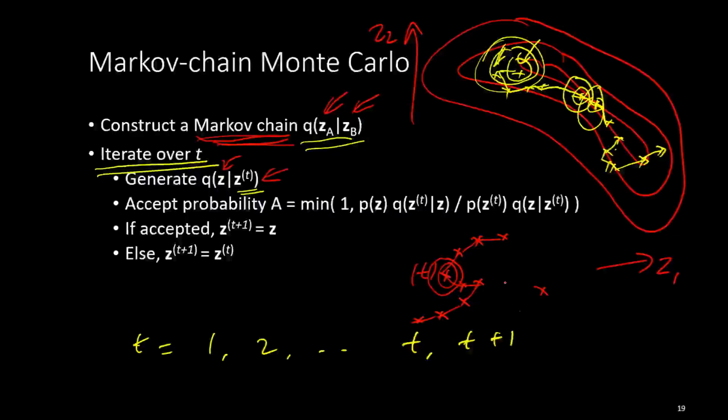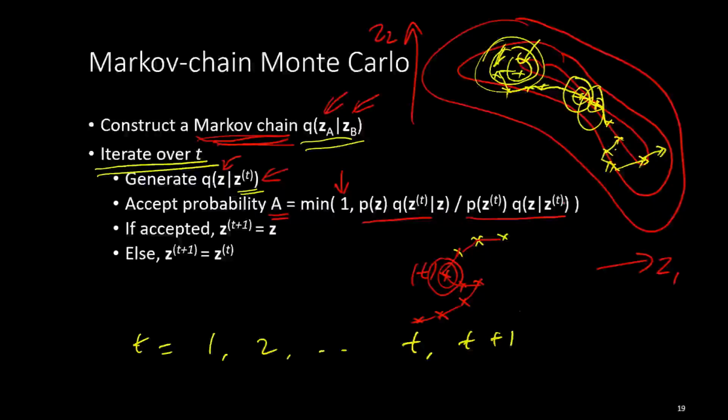The probability of acceptance is the minimum between 1, because it cannot be greater than 1, and a ratio of two things. The ratio is P of Z divided by P of ZT, times the ratio of Q of ZT given Z and Q of Z given ZT.